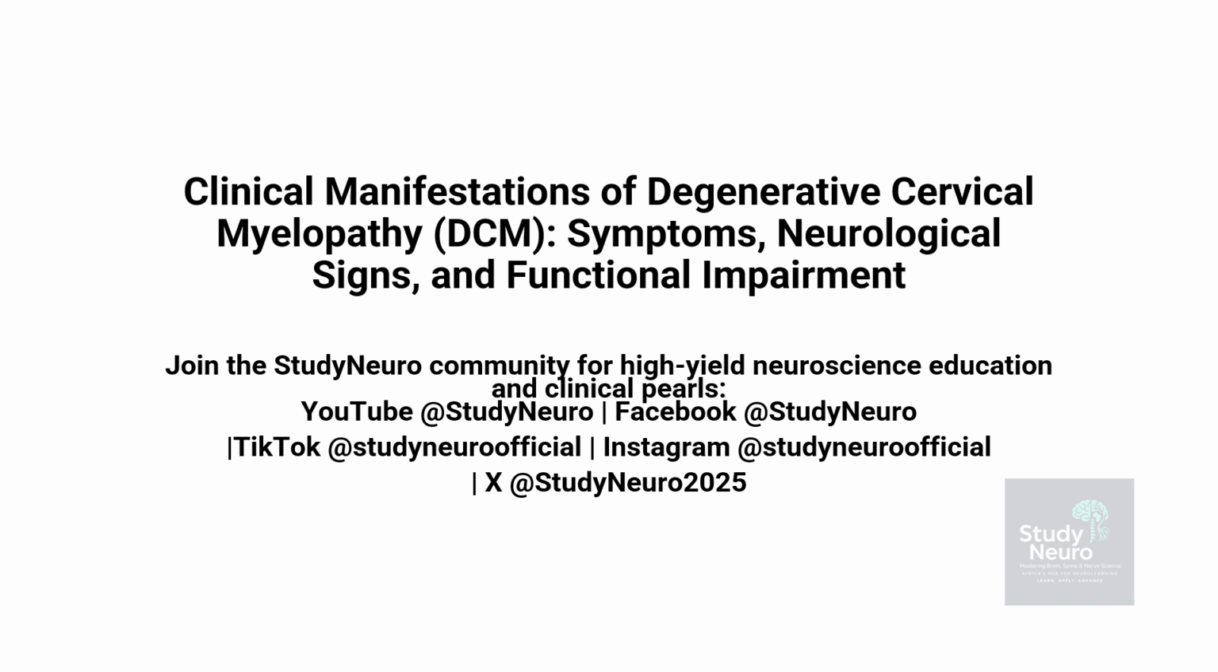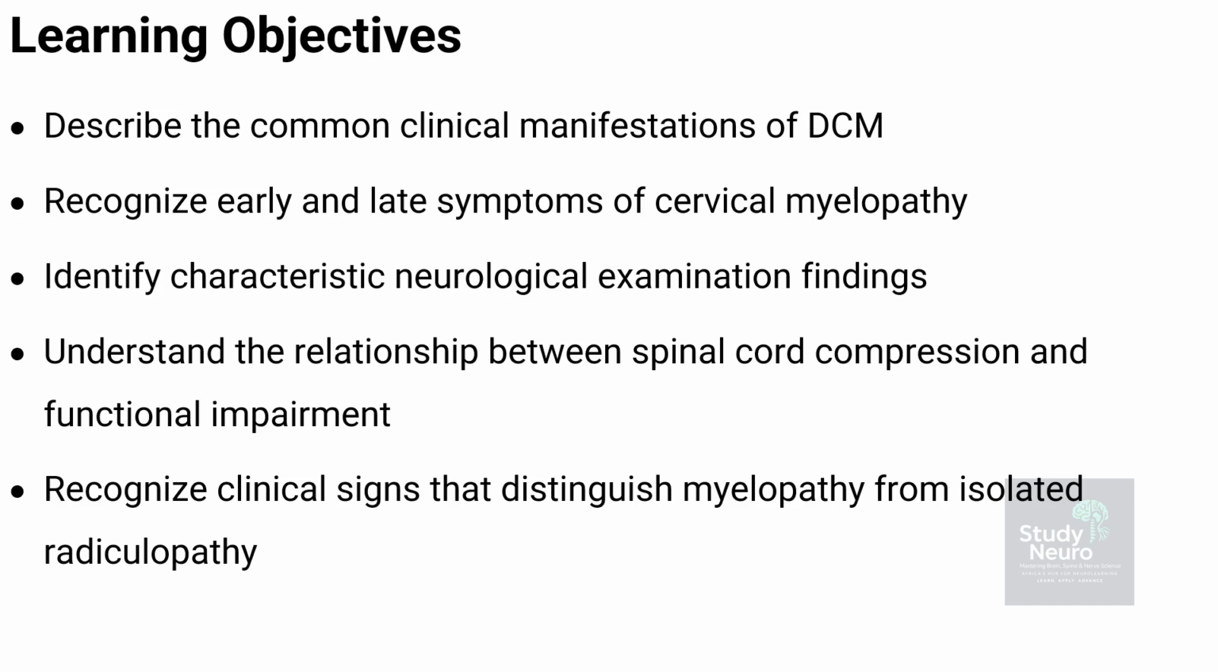By the end of this session, you should be able to describe the common clinical manifestations of DCM, recognize both early and advanced disease features, and identify key neurological examination findings. You should also understand how spinal cord compression translates into functional impairment and how to distinguish myelopathy from isolated cervical radiculopathy using clinical features.